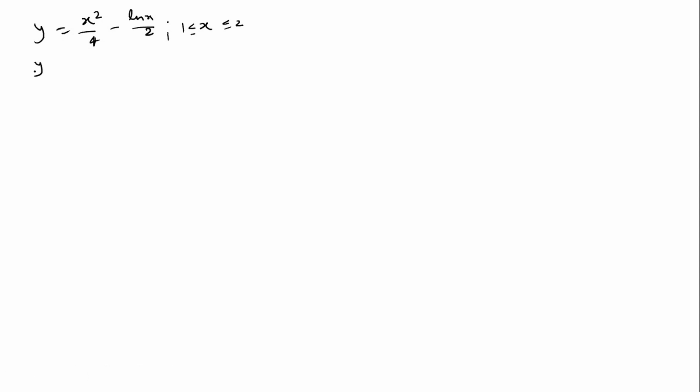So we get the first derivative, y' = 2x/4 − 1/(2x). This 2 and 4 will cancel out, so we'll be getting this 2 here. We can take 1/2 common, so we'll be getting 1/2 outside, and here we'll be getting (x − 1/x).